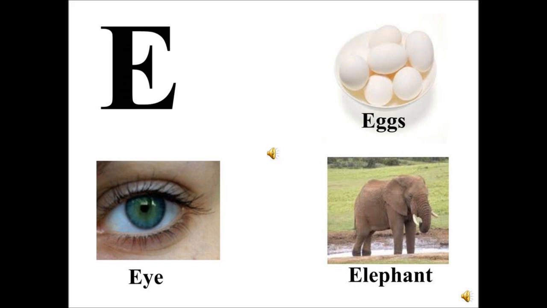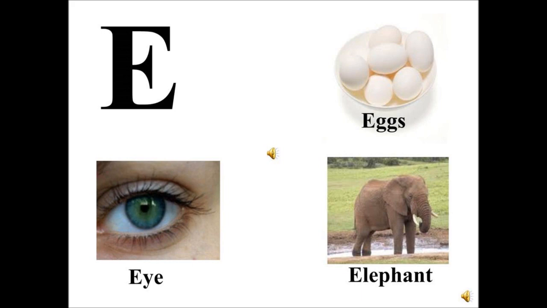Let's spell the word eye. E-Y-E. Eye. Let's spell it again. E-Y-E. Eye.